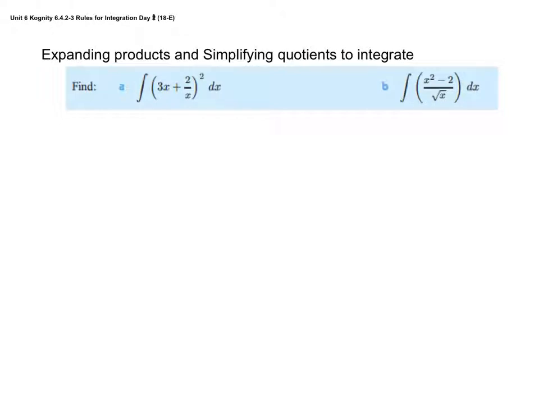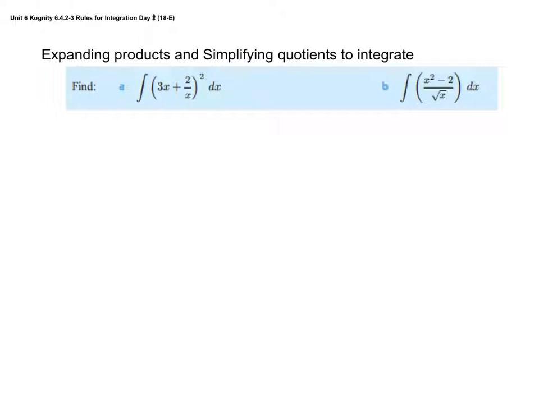Now, there's another thing here that we have to deal with, and that is cases where we don't have a nice rule for it. But this is where some algebra comes into play, and you just work with it until you get it to look like something that you do have a rule for.